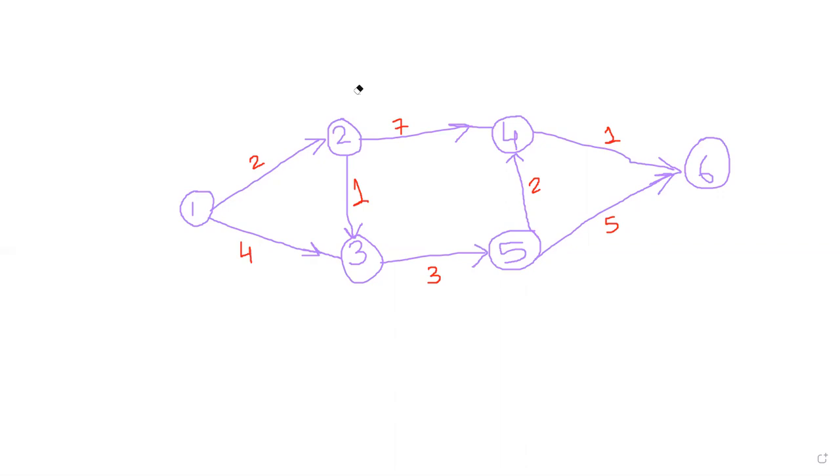So let us start. Here I am going to take this one as the source vertex. Now you have to find the shortest path from 1 to 2, then 1 to 3, then 1 to 4, 1 to 5, 1 to 6.